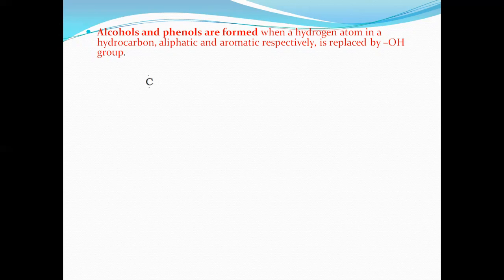For example, this is methane. The carbon atom is attached with four hydrogen atoms. Therefore, this is a hydrocarbon, and this is methane. Now, one of the hydrogen atoms is replaced by OH. Now, it results in what? Alcohol. This is methanol.